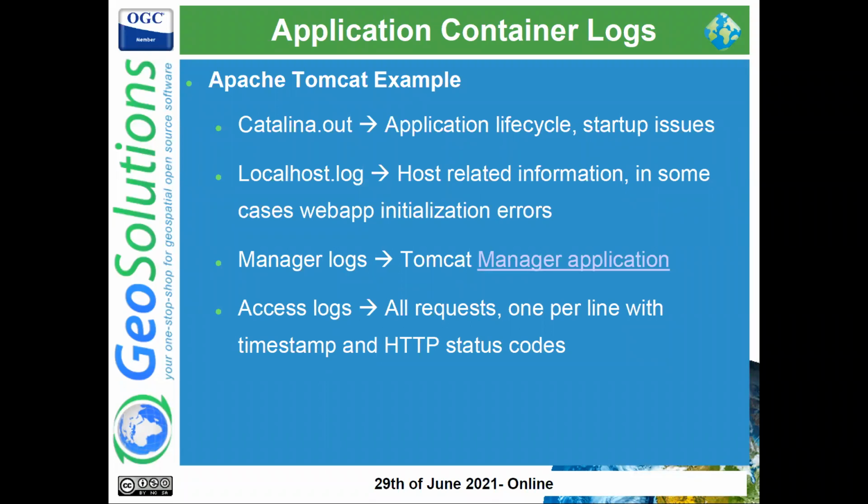Then there are manager logs. By default, Apache Tomcat comes with an example application, the Tomcat Manager application, that allows you to deploy and reload applications at runtime. If you have the application deployed, that's where it's going to log information for you. And finally, access logs, the one we were mentioning before, where all the incoming requests are logged, one per line with a timestamp and HTTP status code.